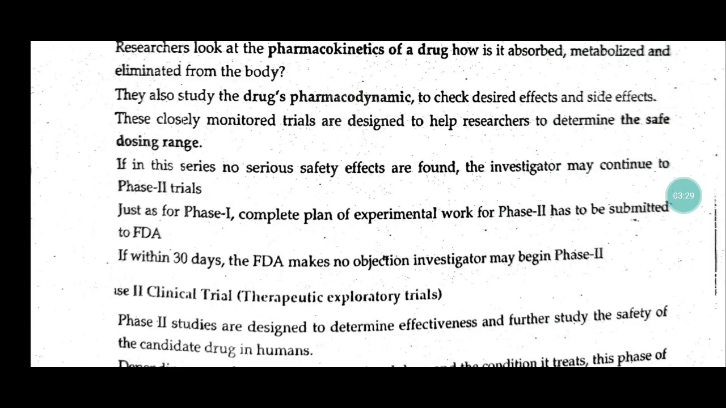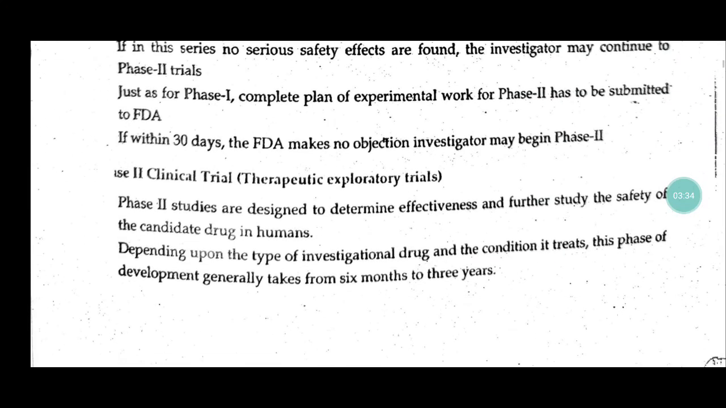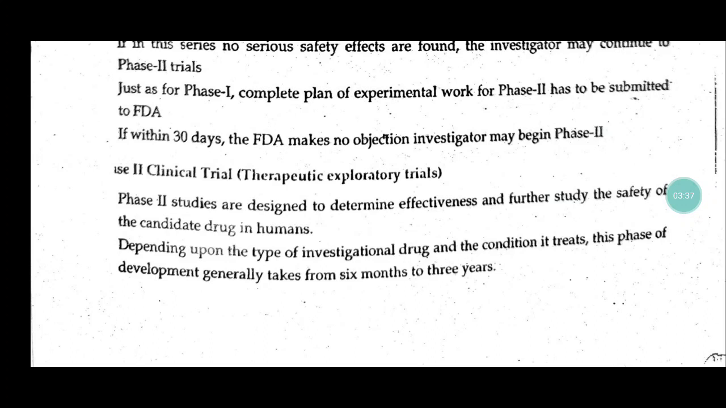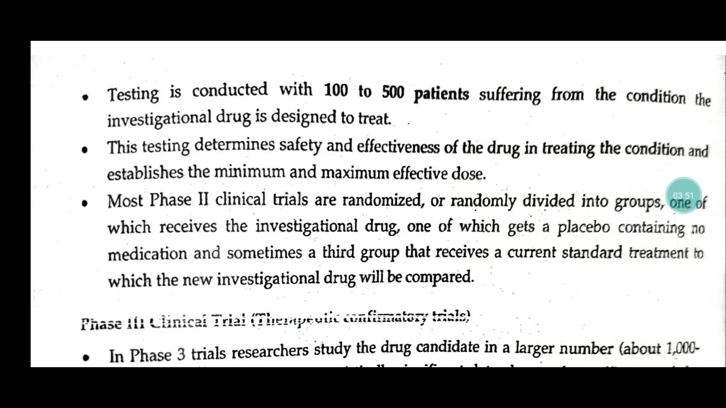The phase 2 studies are designed to determine the effectiveness and further evaluate the safety of the candidate drug in humans. Depending upon the type of the investigational drug and the condition it treats, this phase of development generally takes from 6 months to 3 years. The testing is conducted with 100 to 500 patients suffering from the condition that the investigational drug is designed to treat, where the testing determines the safety and effectiveness of the drug in treating the condition and establishes the minimum and maximum effective dose.